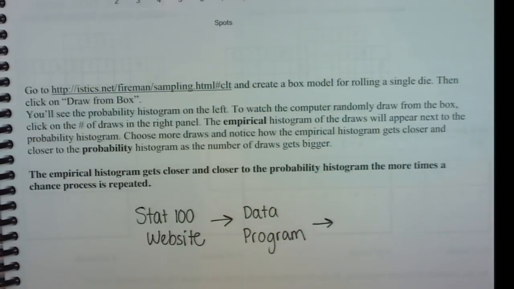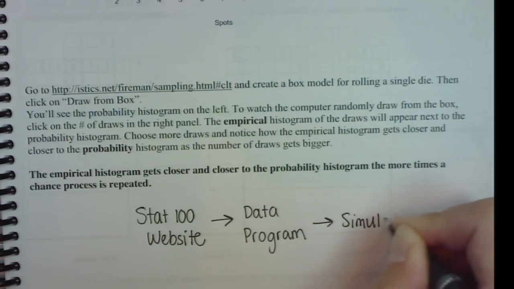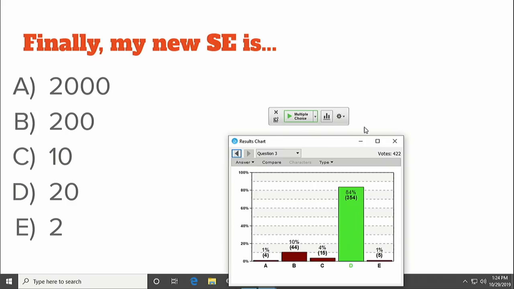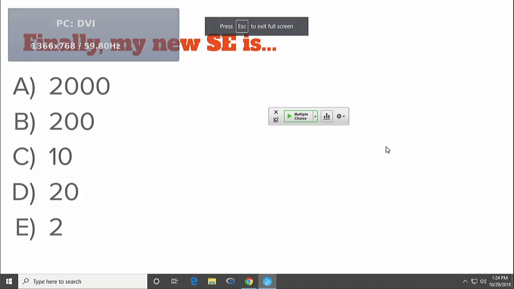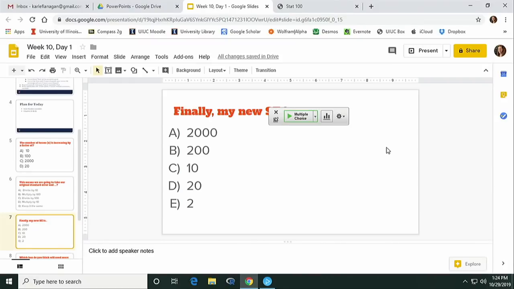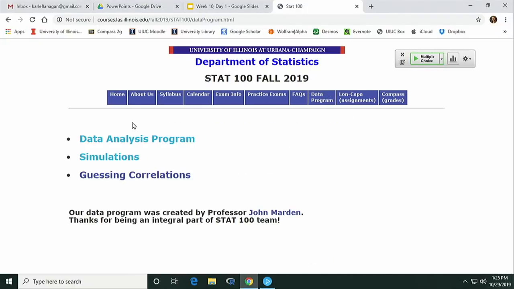usually we click on data analysis program to see the survey. But instead, there's an option called simulations. I'll show you guys how to get there. We can actually simulate doing what we just did. So let's get out of here. Oops. Here we go. So here's our website. Google Stat 100, we're the first link that comes up. And then here is data program. And then usually we click on the first one, but I'm actually going to click on the second one.